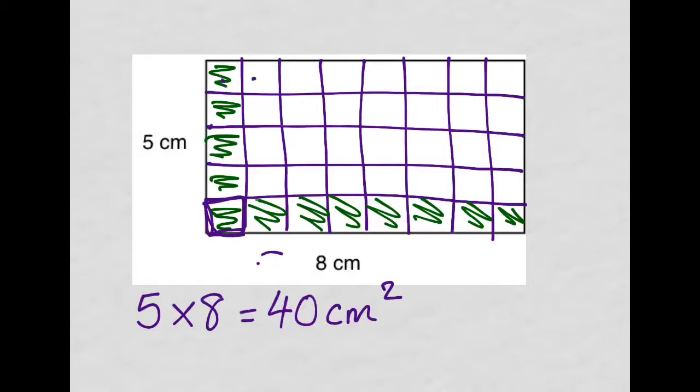And if you were to count all of these squares, you will find that there are 40. If you want to, you can pause the video and count them if you'd like to have a check. So 5 times 8 is 40, and that's how we work out the area.